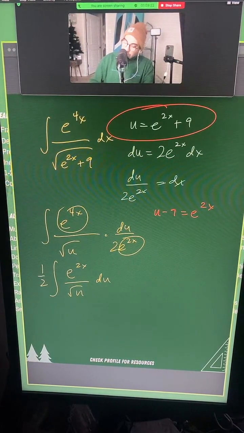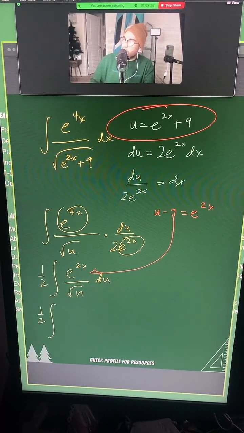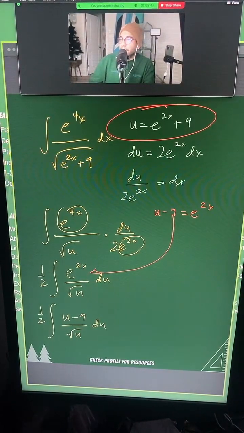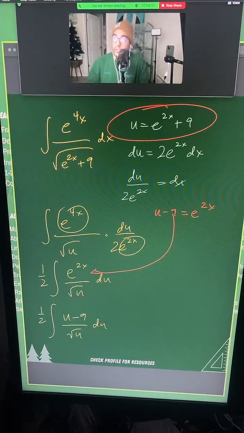And so I can go ahead and substitute that in for the e to the 2x on that side. So let's see what that gives us. 1/2 integral of u minus 9 over root u du. All right, okay. This is really easy. Once you have only one term on the bottom, you can just go ahead and combine these things.